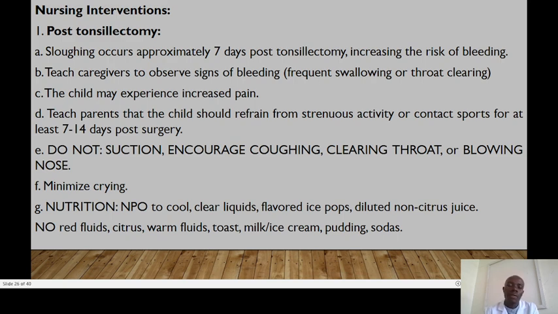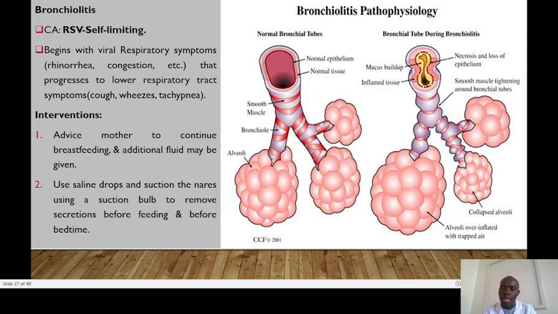so you have to teach the parents that the child should refrain from strenuous activity or contact sports for at least 7 to 14 days post surgery. You minimize crying, and for nutrition, nil per os to cool clear fluids, and you progress until you get to that level. Okay guys, that was all about the pharyngitis and tonsillitis.